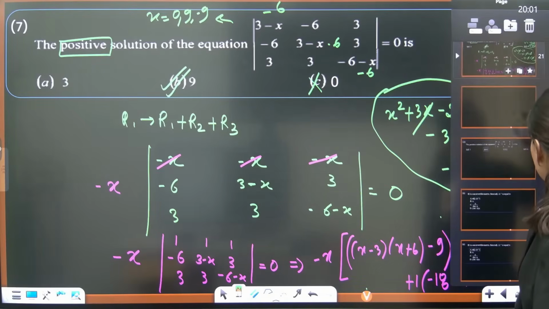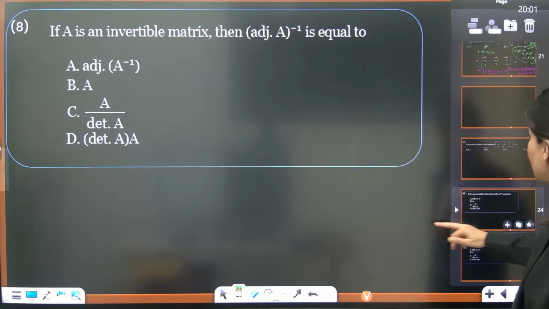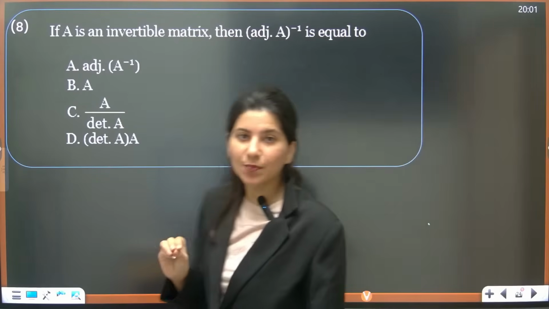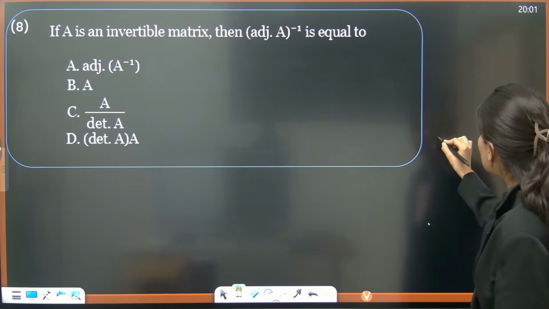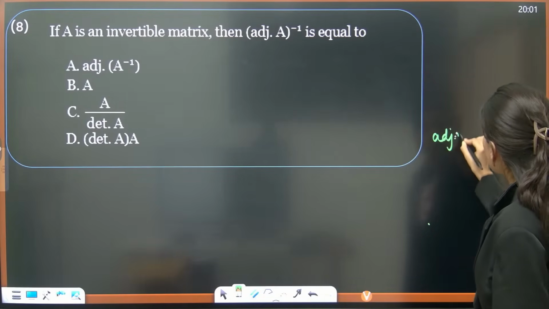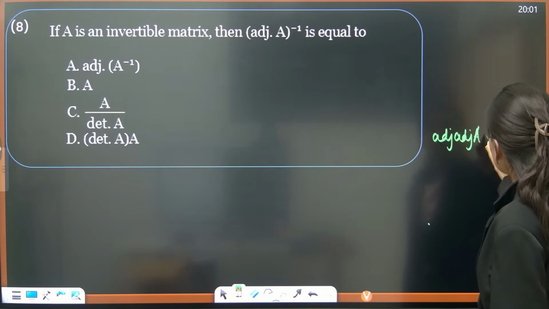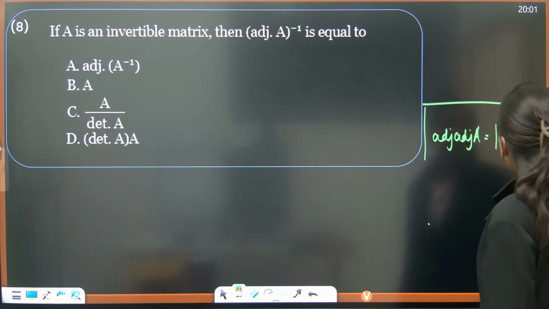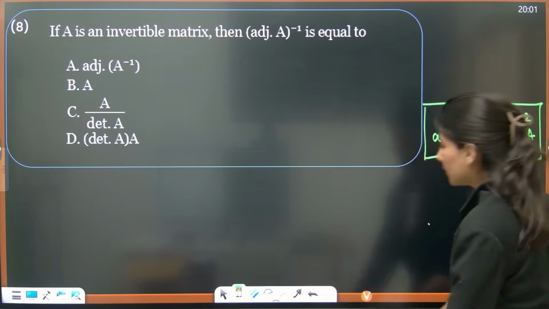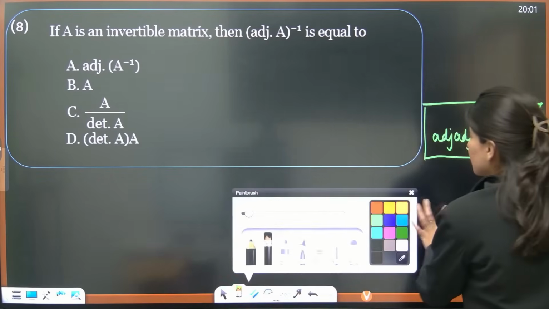Okay. All right. Now we are having the next question, which is based on matrices property. Can anybody help me out in this, by the way? Adjoint of A. This is nothing but determinant A power n minus 2 into A. This is the property everybody should be aware about. Okay? Everybody should be aware about.